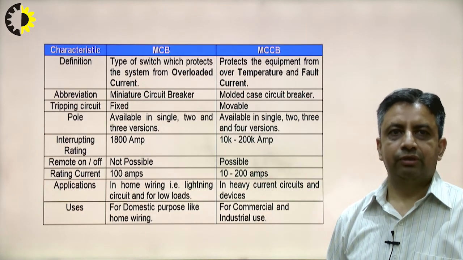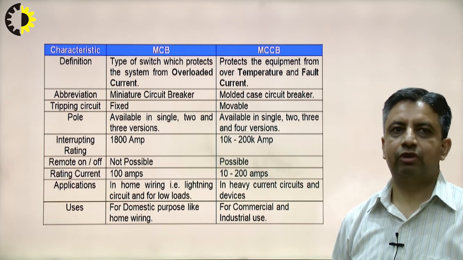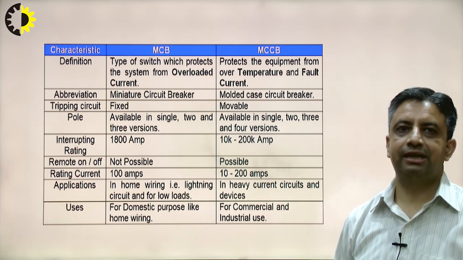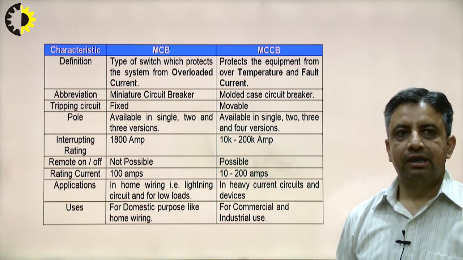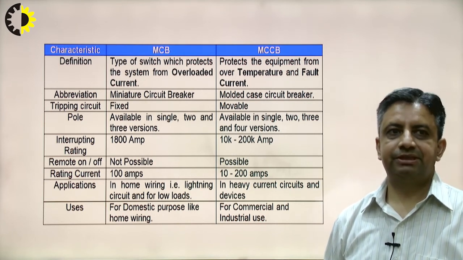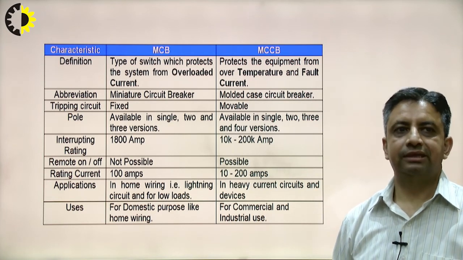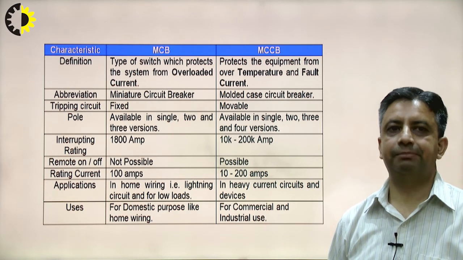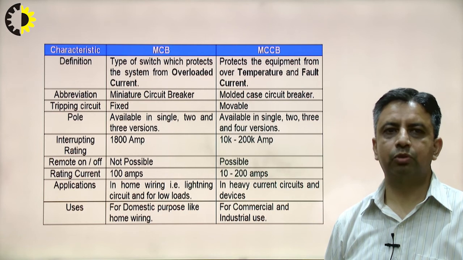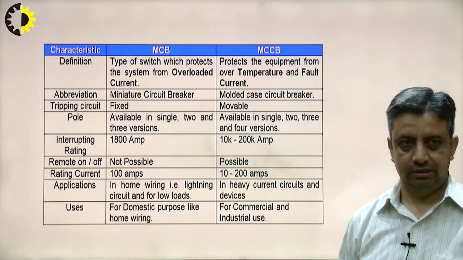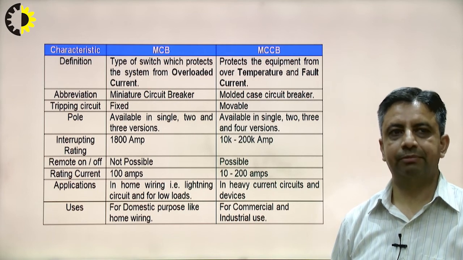Now if you differentiate between these, you can see the abbreviation for MCB is miniature circuit breaker, and for MCCB it is molded case circuit breaker. The tripping circuit in the case of MCB is fixed, but in the case of MCCB it is movable. That means again we can change the trip rating, the current rating, of an MCCB. Both are available in single, double, and triple pole versions.